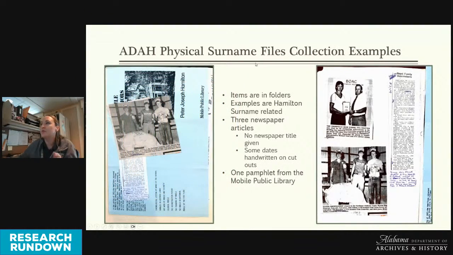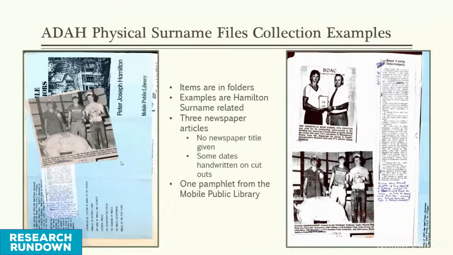So some examples are, these are going to be in folders like we saw earlier. And some examples here are the Hamilton Surname Files. There are 3 newspaper articles. There was no newspaper title given, some dates handwritten on cutouts, and there's one pamphlet from the Mobile Public Library. So this was all in one little folder. As you can see here, you've got an image of a newspaper clipping. Like I said, you can see a date, 1983, but I have no clue where this article came from. It doesn't say.